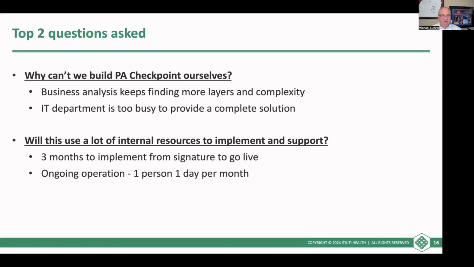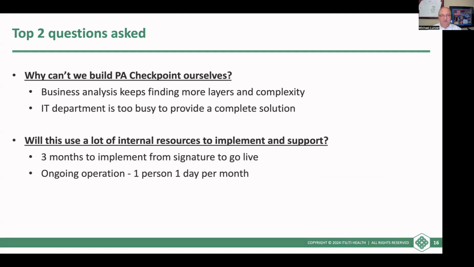Of course, IT departments can build anything, but there are times when it makes more sense for them to buy a component that's purpose-built for a particular challenge. PA Checkpoint is one of those areas. Oftentimes we find that the IT department, when they first look at this problem, thinks it's a simple problem, but once they peel back layers of this, they find that it's much more complex. For that reason, Itiliti Health is more than willing to sell our product as a solution for the health plan, or if the IT department wants to use our database inside of their solution, they can do that as well.